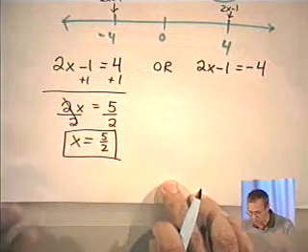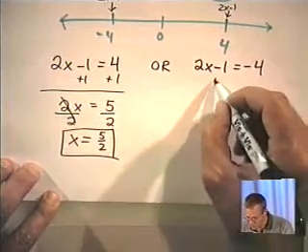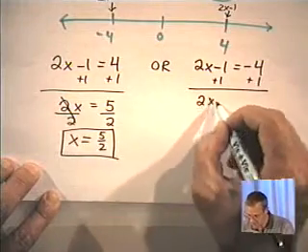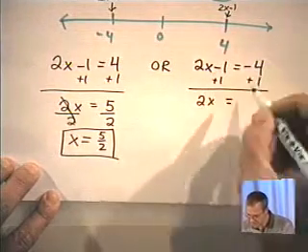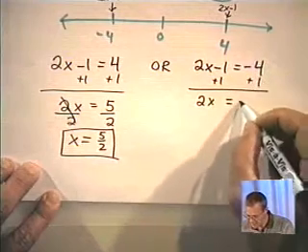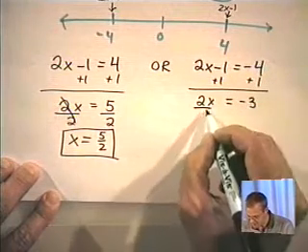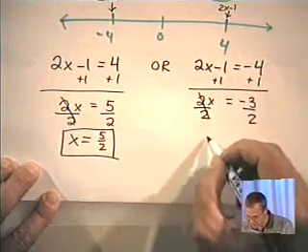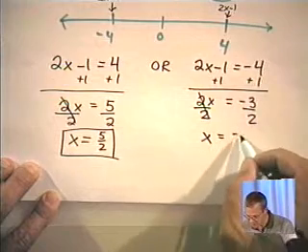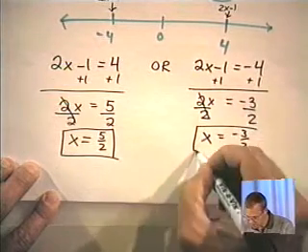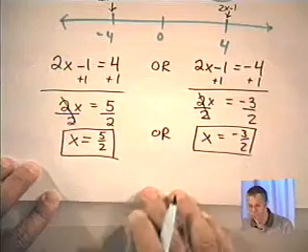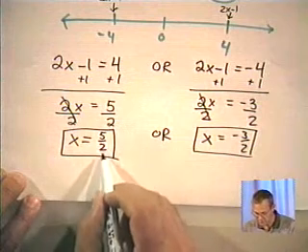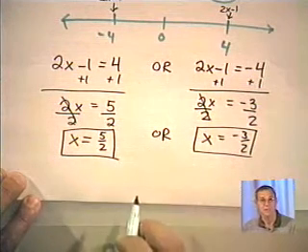Now let's go ahead and solve the other equation. Again, I'll add 1 to both sides. My 1's are going to cancel. Negative 4 and a positive 1 is negative 3. And I'll divide by 2. The 2's cancel, and I'm left with x equals negative 3/2. And I'll bring down the or. So our solution consists of 2 elements. x is equal to 5/2, or x is equal to negative 3/2.